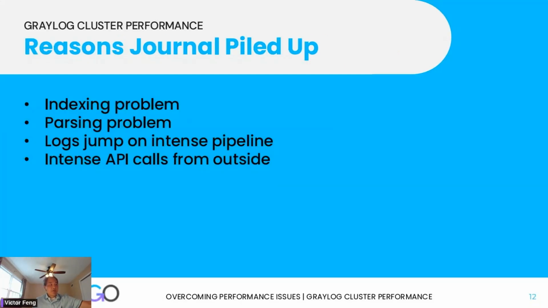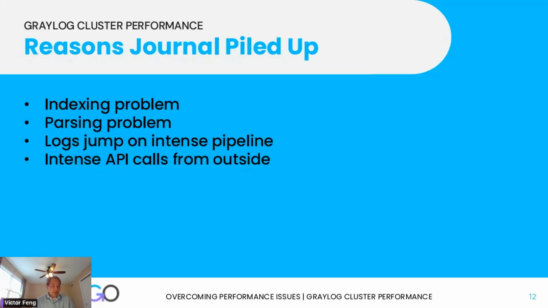All right, so besides this obvious memory shortage and CPU shortage of the Graylog nodes, let's look at the other technical reasons that could cause the journal to pile up. First one is an indexing problem. Basically, for some reason, a log could not be saved into an index in the backend, which is OpenSearch.